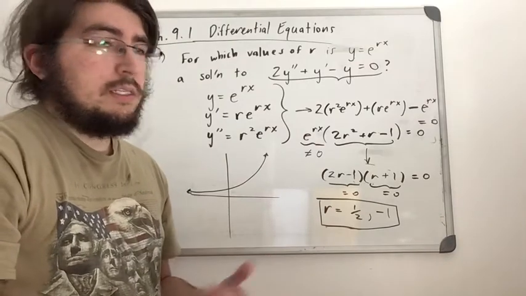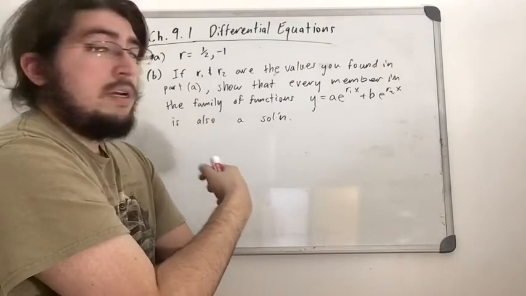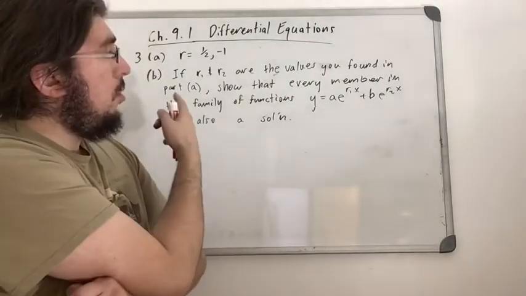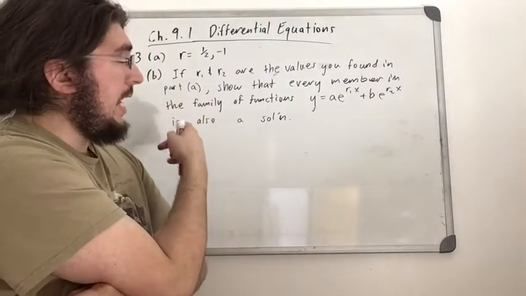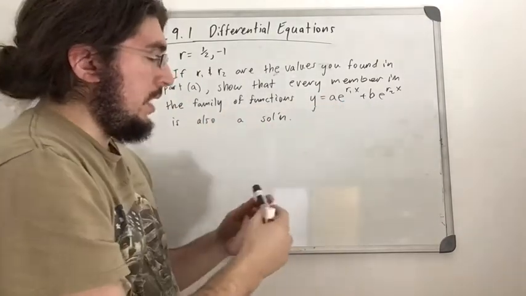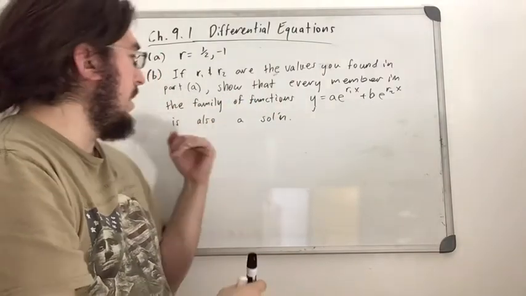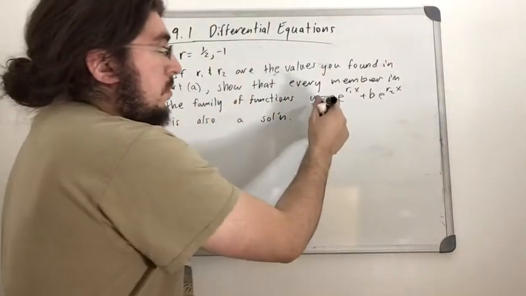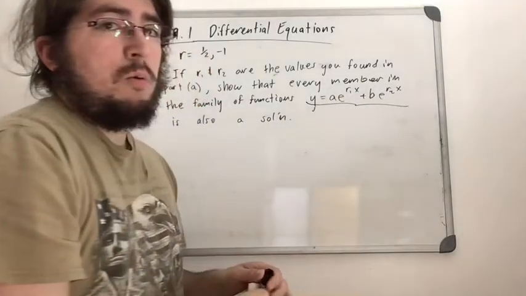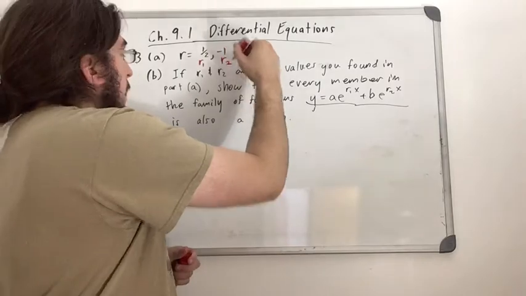So now let's look to see what b asks. Okay, b asks: if r1 and r2 are the values you found in part A, show that every member in the family of functions y equals a e to the r1x plus b e to the r2x is also a solution. So really we're just checking that this is a solution where r1 and r2 are the things we found from part A.